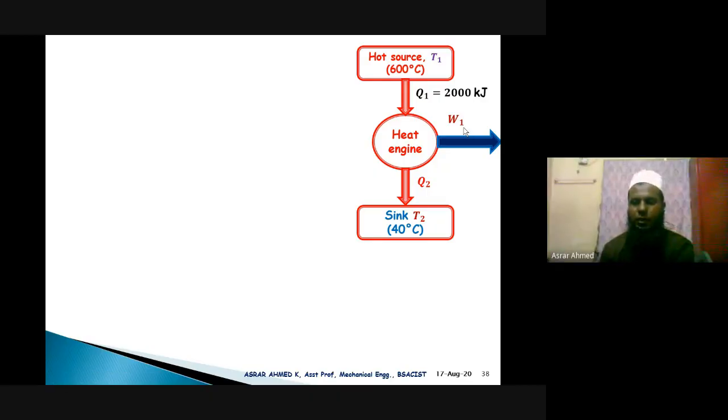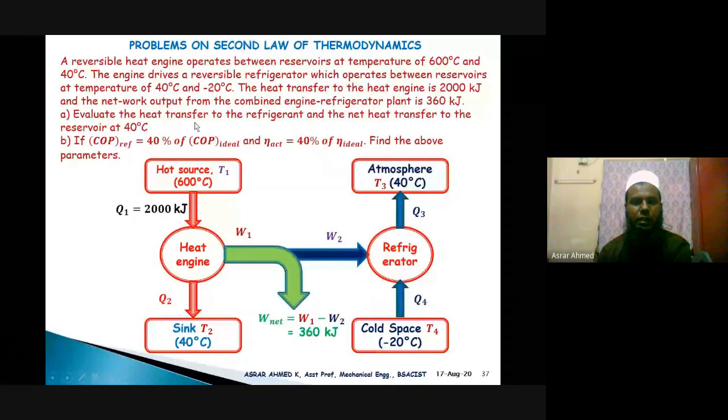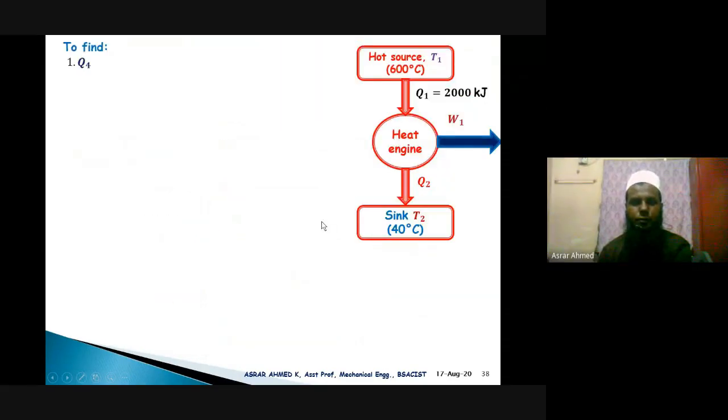Now what is it that we need to find? The first question, as we have discussed, we need to find Q4. If you see this diagram, this first question, to evaluate the heat transfer to the refrigerant, is Q4. The second part of the question is Q2 plus Q3. If we could find these two parameters, our problem is over.